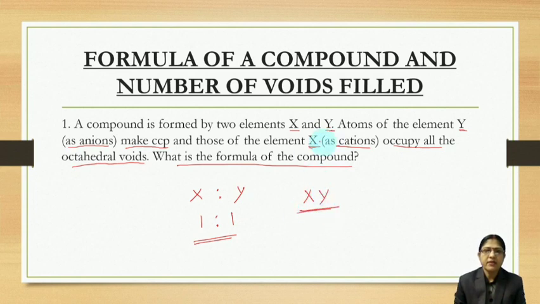Understood? Because here it is given Y is the anion, and we know anions form CCP, and those of the cations occupy all the octahedral voids. The number of octahedral voids is the same as the number of close packed particles, that is Y. So atoms X and Y are in the ratio 1:1, so the formula of the compound will be XY. Let us discuss another one.